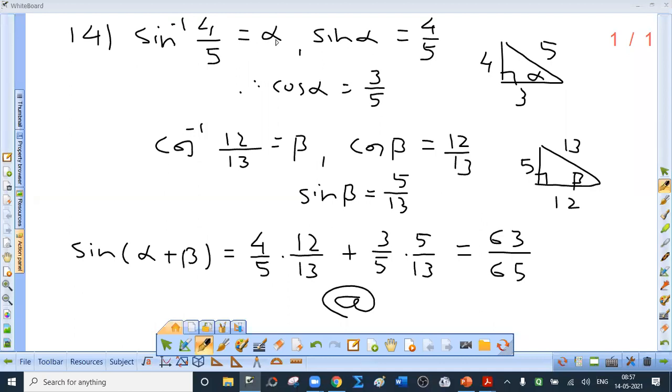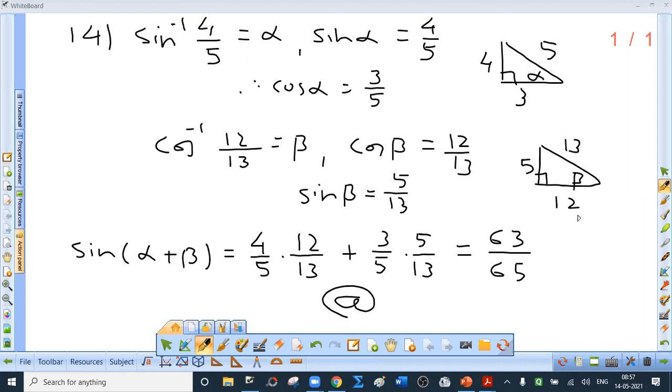Sine inverse 4 by 5 is alpha, so sine alpha is 4 by 5. Construct the triangle to get cos alpha equal to this. Cos inverse 12 by 13, take it as beta, so cos beta is 12 by 13. Construct the triangle to get sine beta as 5 by 13. I already explained this. If you want, I'll explain it again.